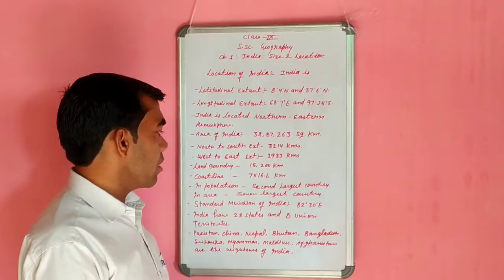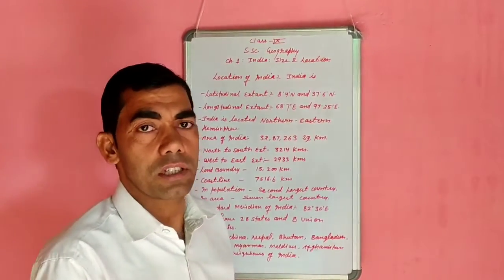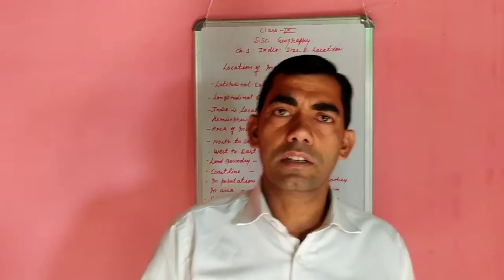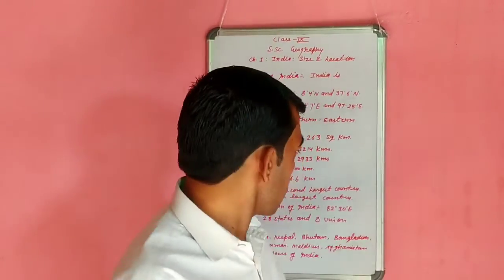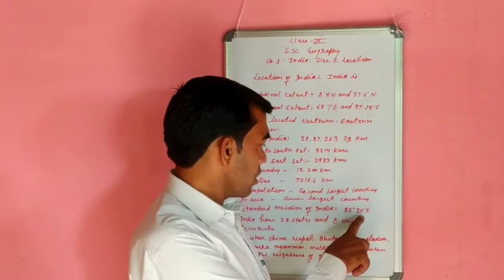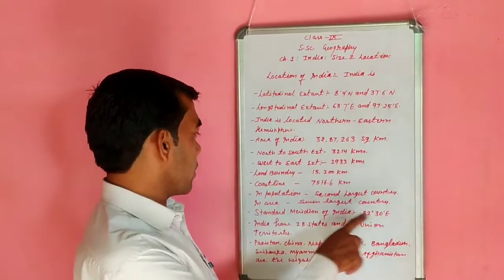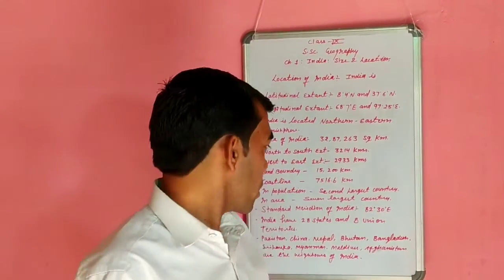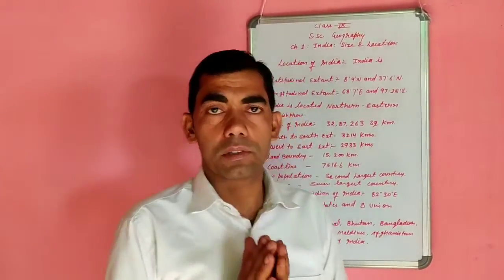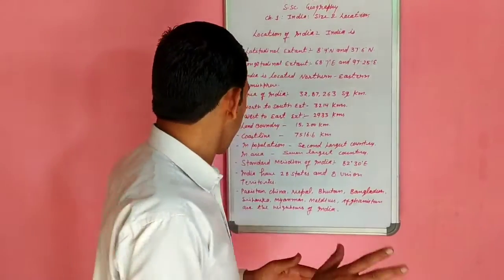Standard meridian of India. What is the standard meridian of India? It is chosen by the government of India: 82 degrees 30 minutes east is the standard meridian, the IST of India. It is chosen because it divides India into two parts and gives equal time to all parts of India. It removes the difference of time in India.